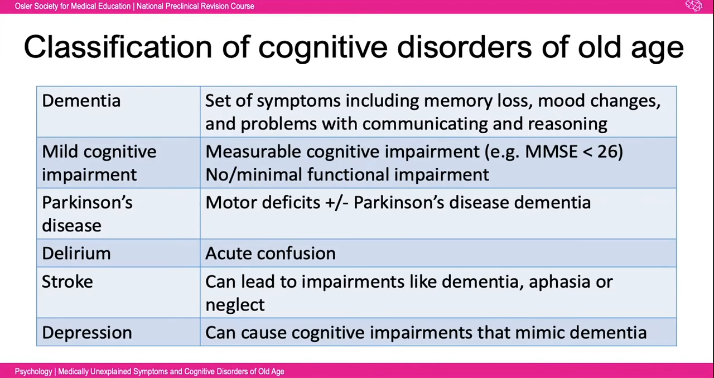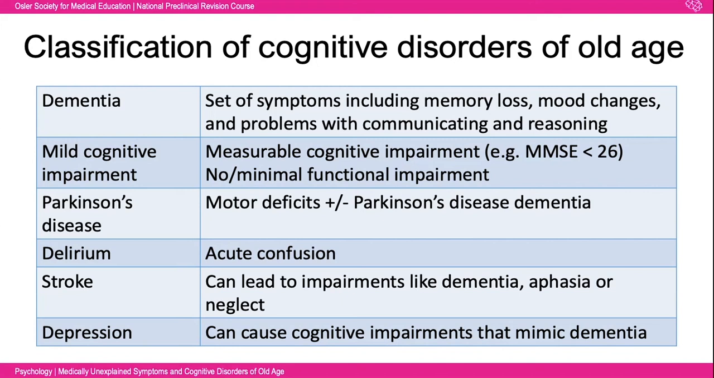So now we're going to look at how cognitive disorders of old age can be classified. So dementia describes a set of symptoms, including memory loss, mood changes, and problems with communicating and reasoning. There's also mild cognitive impairment, which is a measurable cognitive impairment, but with no or minimal functional impairment. There's no dementia, but 50% go on to a diagnosis of dementia.